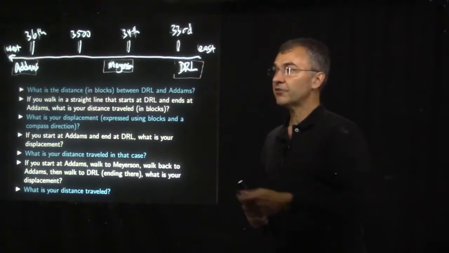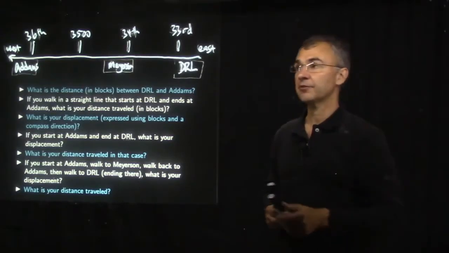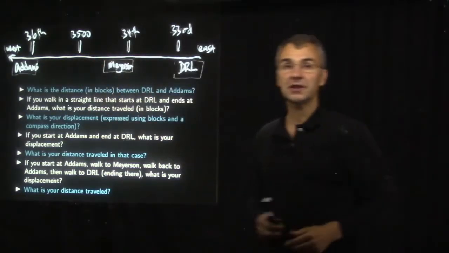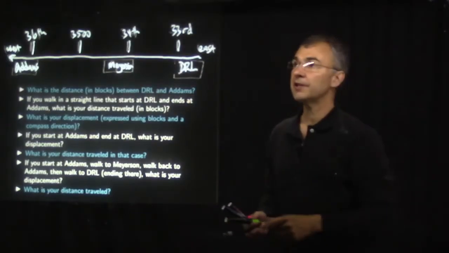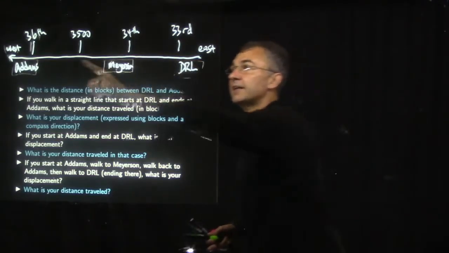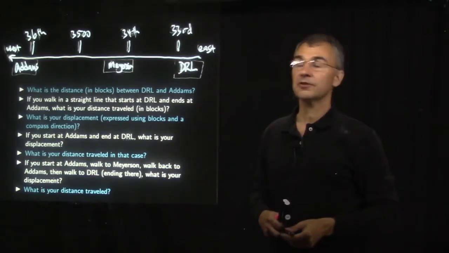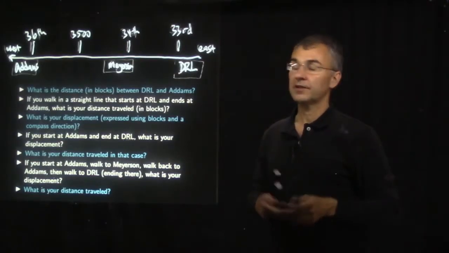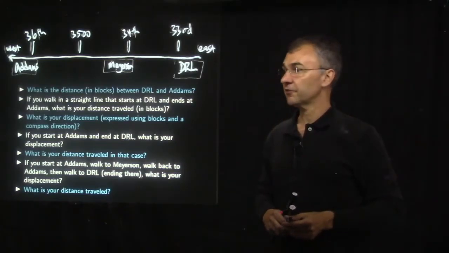So what is your distance traveled if you walk in a straight line that starts at DRL and ends in Addams? I would say it's 1, 2, 3 blocks, because I didn't change direction and I started out, let's say, at x equals 33. I ended at x equals 36. That's a difference of 3 blocks. An absolute value is 3 blocks, so that's it, 3 blocks.